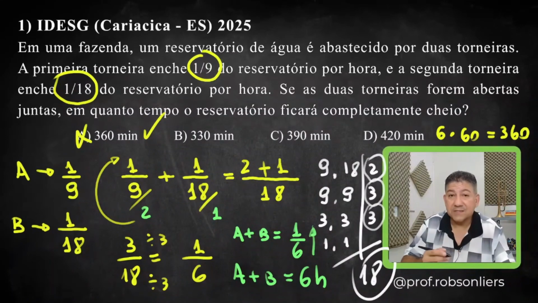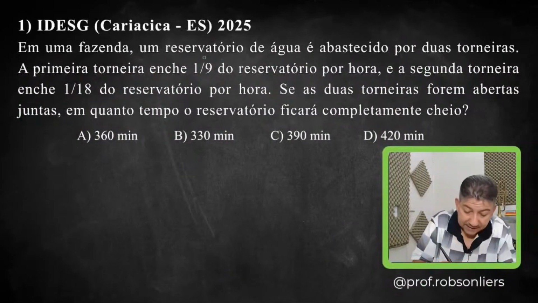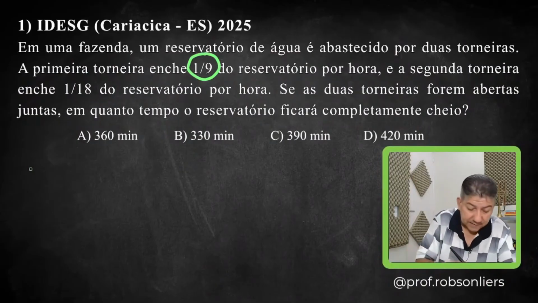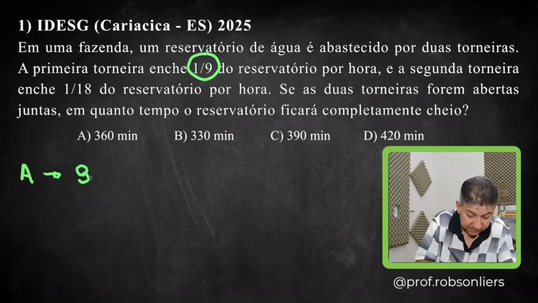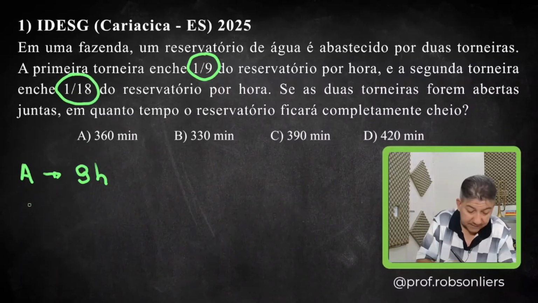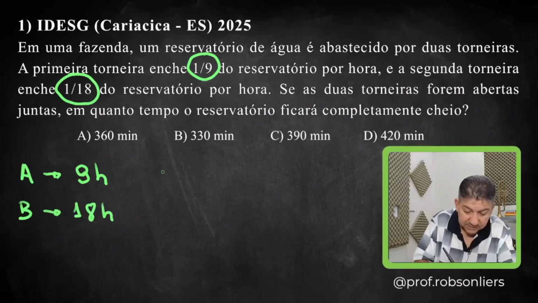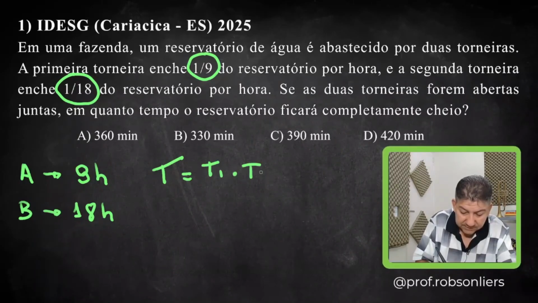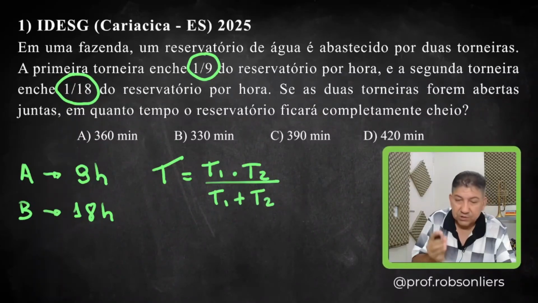Now, solving it with the trick, product over sum. I almost forgot here. The first faucet, A, fills 1/9 of the tank per hour. So faucet A will fill the entire tank in 9 hours. Now, if faucet B fills 1/18 of the tank in 1 hour, then faucet B will take 18 hours to fill the tank. So, using the formula I mentioned, total time will be equal to T1 times T2 over T1 plus T2, where T1 is the time for the first one and T2 is the time for the second one. Great.